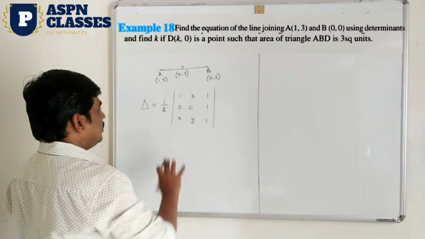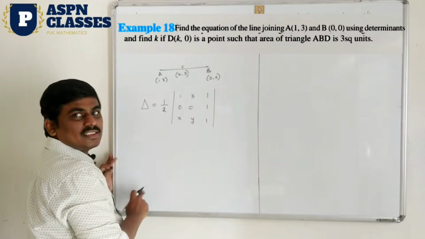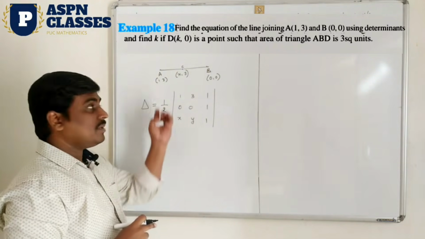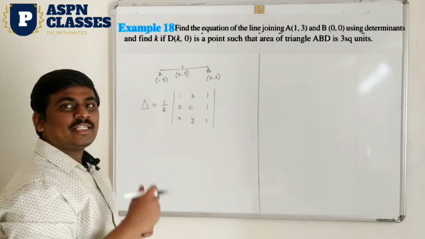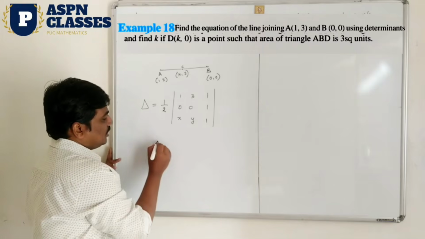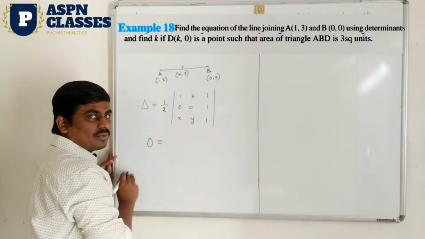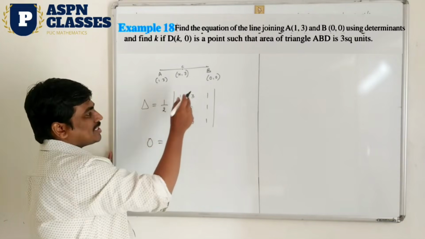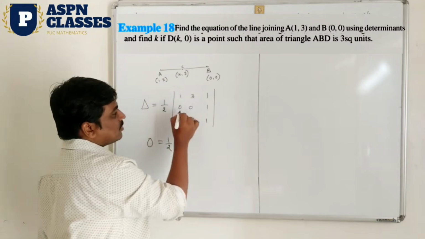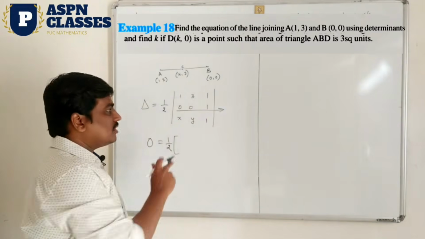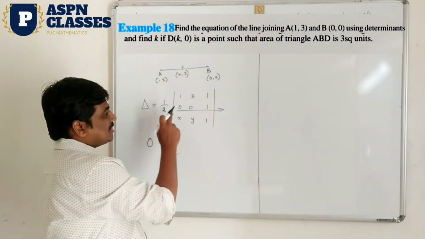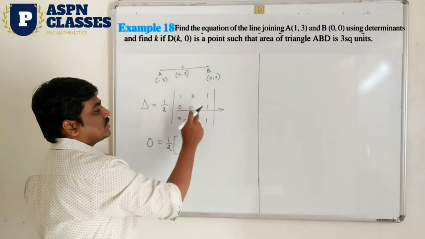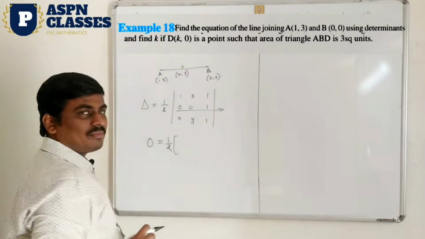Is it clear? Okay, so now what is the result of this determinant? 0 only, because these three points are collinear points, and for collinear points the area is always 0. So I take delta equal to 0 and here 1 by 2 in bracket. Now the expansion: better to take it along this row because we already have two zeros there. What are the signs here? Minus, plus, minus.